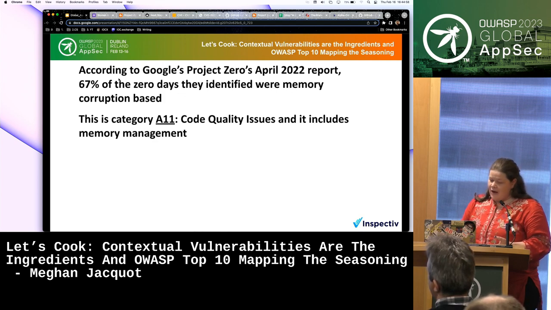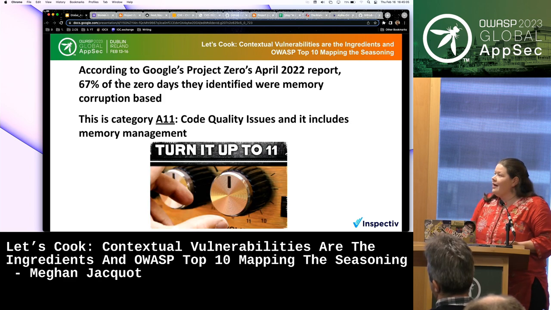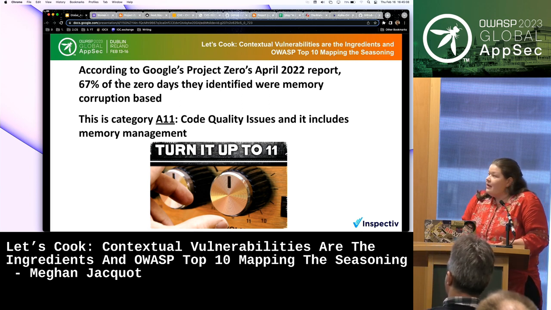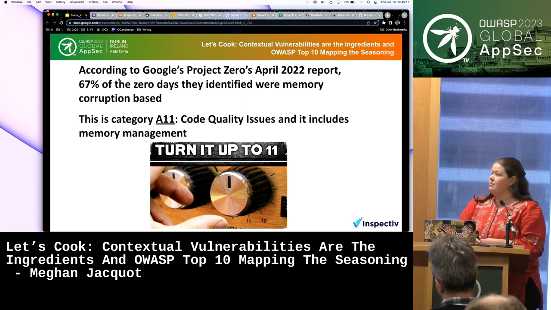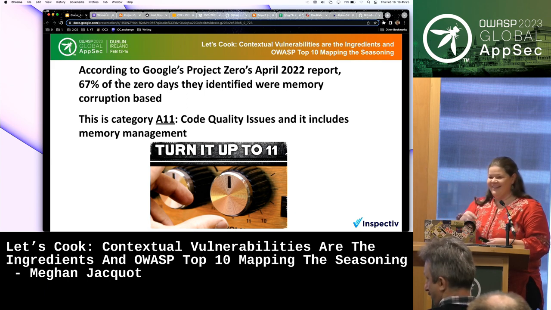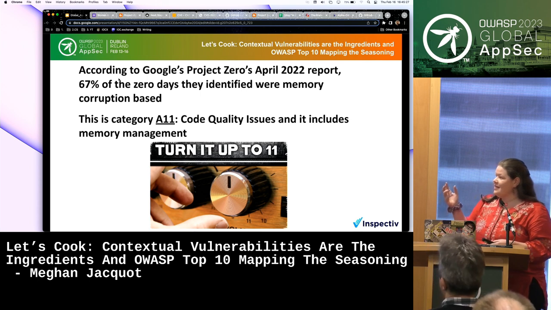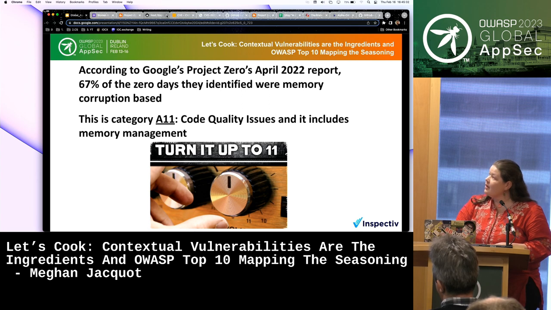So the category that we're actually seeing is category A11, which you always hear about the top 10. Well, what's number 11? Sometimes we actually have to turn things up to 11. And so that category of code quality issues, which itself is a massively broad category, includes memory management. So show of hands, how many had heard of A11 for the OWASP top 10? So we've got one. Yeah. This is on the OWASP website. It is just not commonly known that that is the next one.